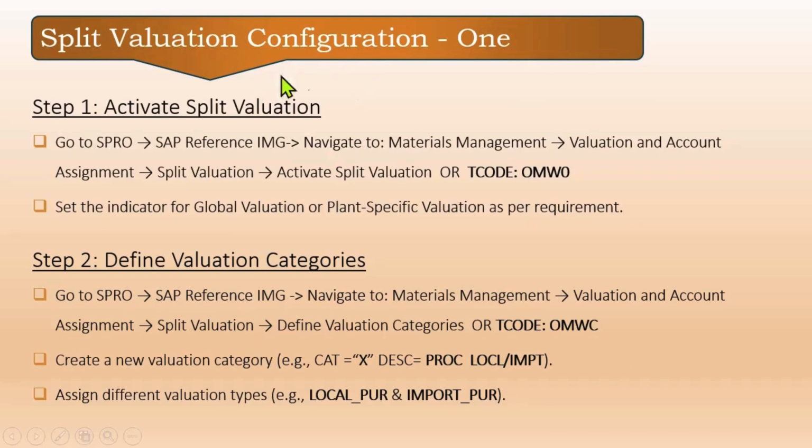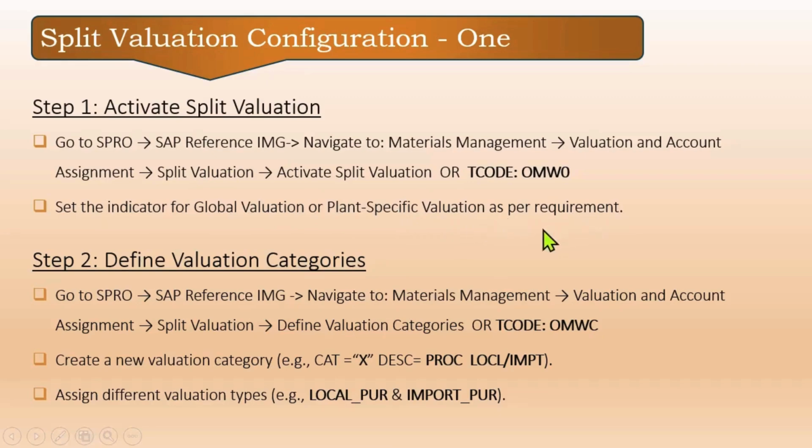Scenario 1 configuration, split valuation configuration. So once we log into the system, we will do the split valuation configuration. This is scenario 1. So first we need to activate the split valuation. For that, this is the SAP reference IMG. You go through this, or you can use the TCODE. This is only one time you have to do. So we'll be doing that in this session as we move on.